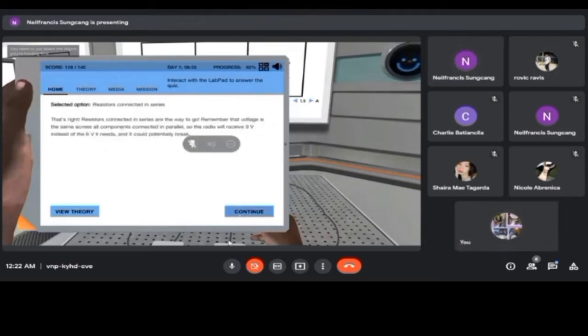That's right. Resistors connected in series are the way to go. Remember that voltage is the same across all components connected in parallel, so the radio will receive 9 volts instead of the 6 volts it needs, and it could potentially break.